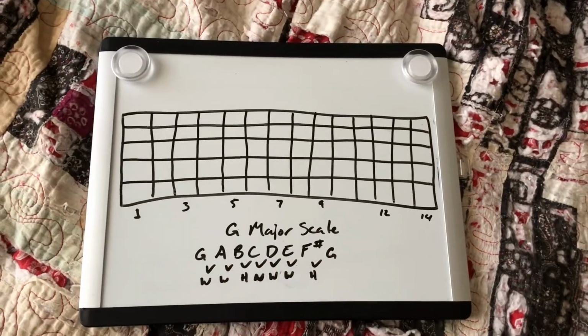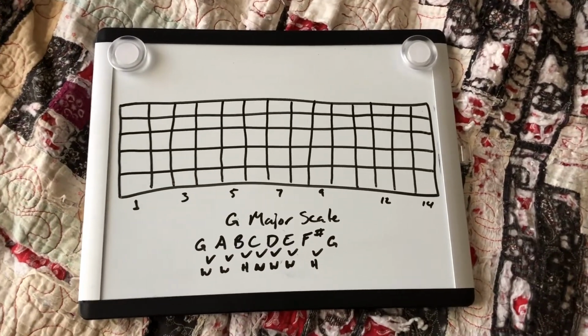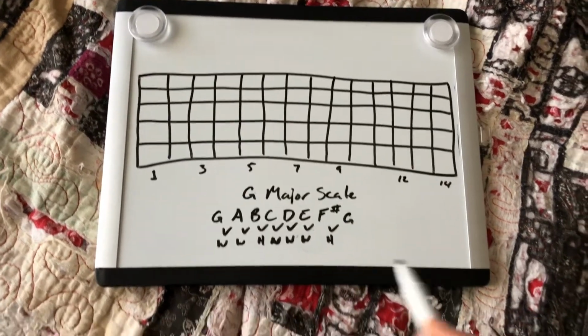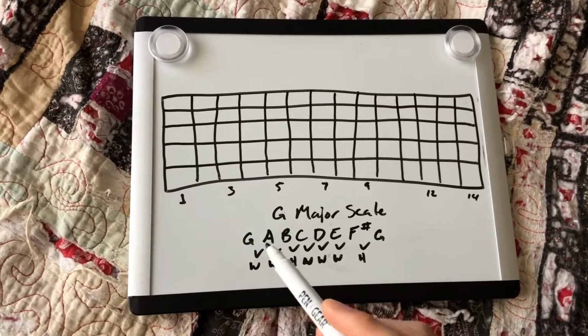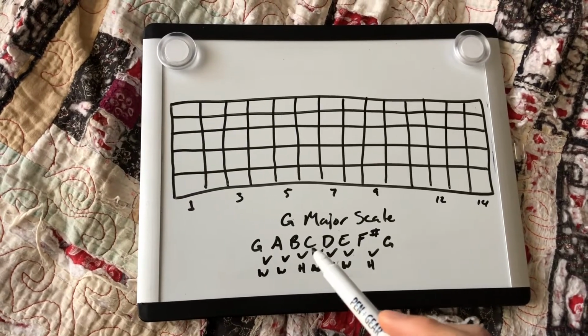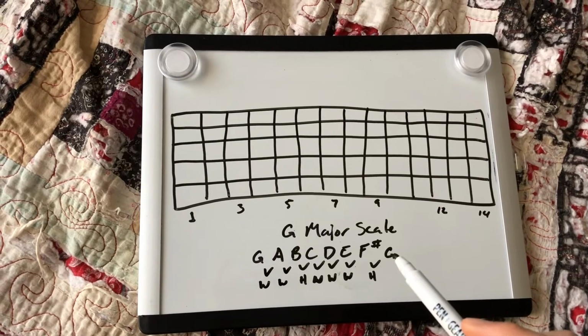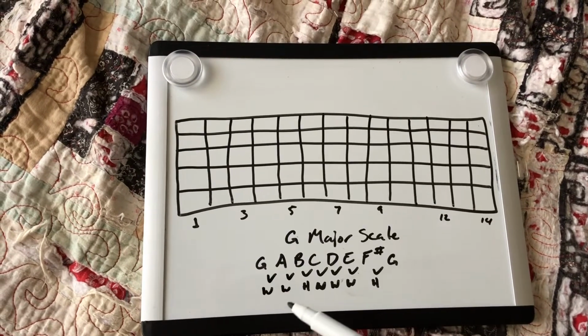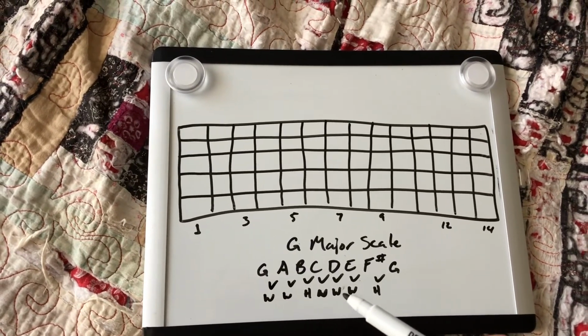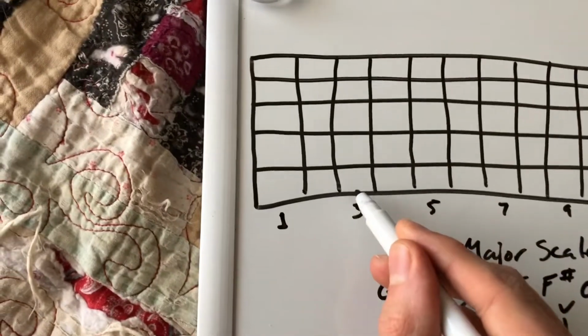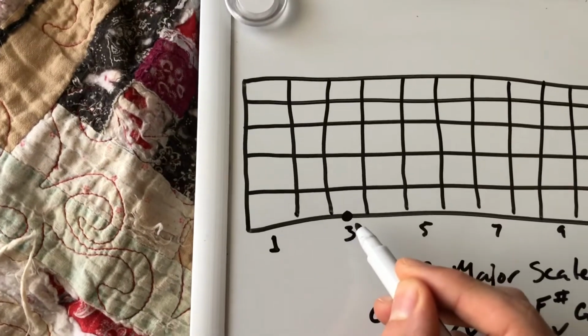Now the most useful and interesting thing to take away from all of this is you can do this for any scale. So here we have the G major scale. You have G, A, B, C, D, E, F sharp, and then G again as the tonic. Now if we follow the whole step, half step, whole step, whole step, whole step, half step rule, we start here on the 3rd fret of the 6th string, which is a G note.